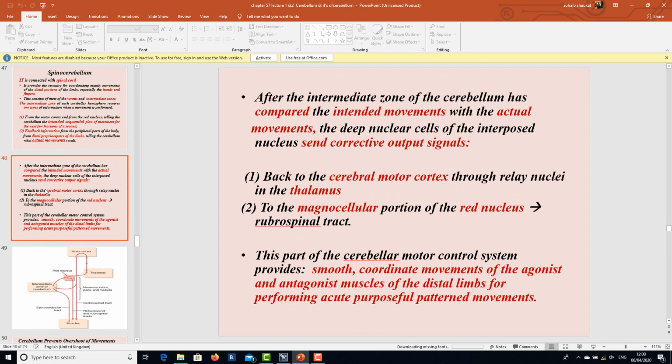After the intermediate zone of the cerebellum has compared the intended movements with the actual movements, the deep nuclear cells of the interposed nucleus send corrective output signals back to the cerebral motor cortex through relay nuclei in the thalamus, and to the magnocellular portions of the red nucleus, the rubrospinal tract. This part of the cerebellar motor control system provides smooth, coordinated movements of agonist-antagonist muscles of the distal limbs for performing acute, purposeful, patterned movements.